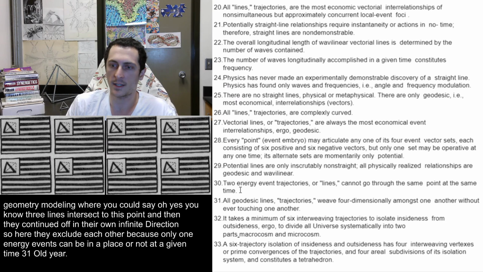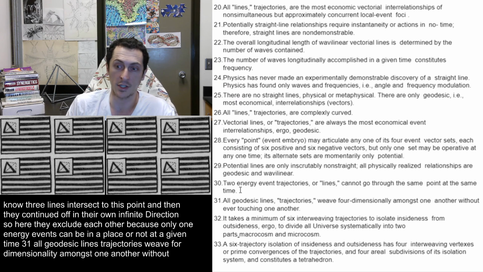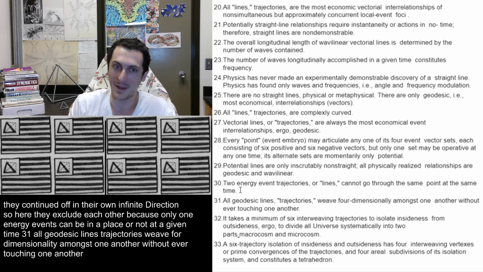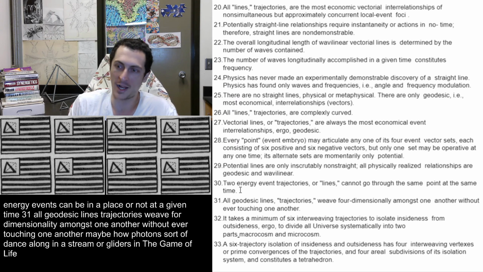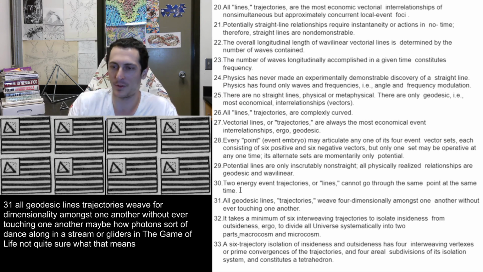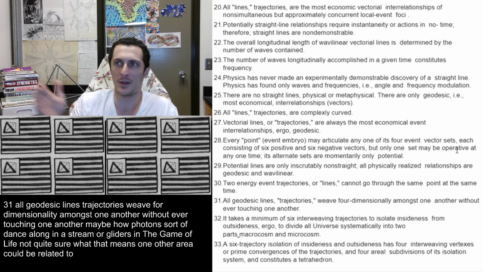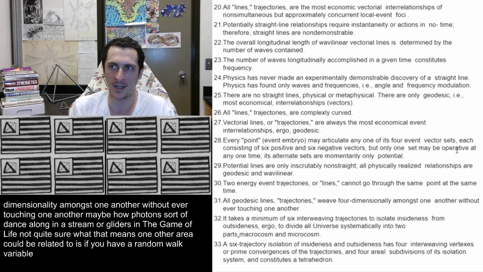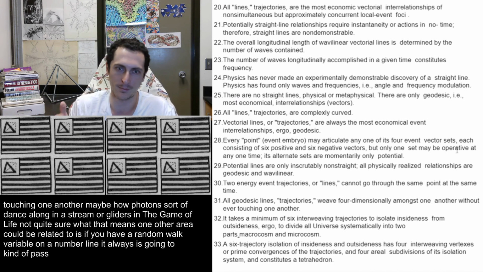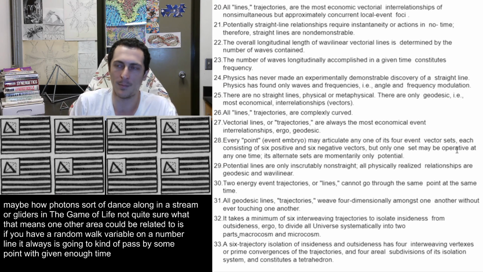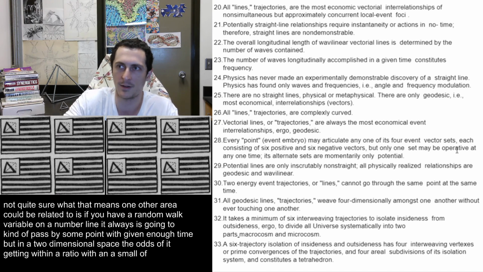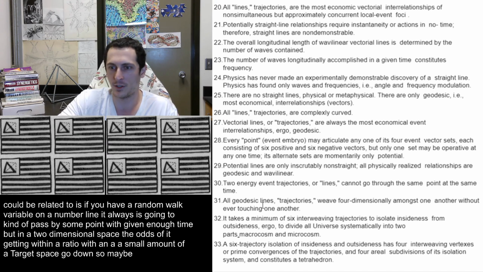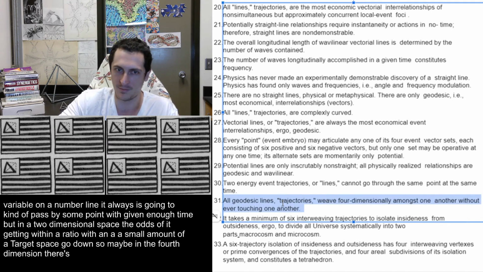31. All geodesic lines, trajectories, weave 4-dimensionality amongst one another without ever touching one another. Maybe how photons sort of dance along in a stream, or gliders in the game of life. Not quite sure what that means. One other area it could be related to is if you have a random walk variable on a number line, it always is going to kind of pass by some point with given enough time. But in a 2-dimensional space, the odds of it getting within a small amount of a target space go down. So maybe in the 4th dimension, there's enough room for every trajectory.